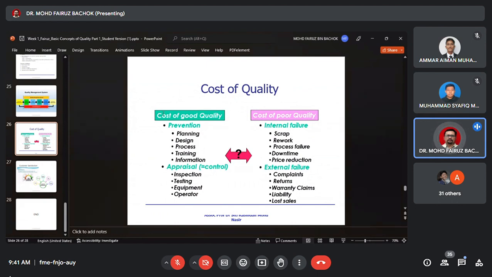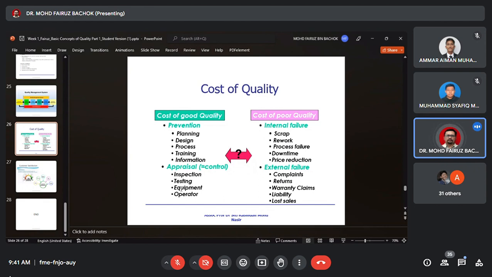You must also have good control. You do the inspection and testing, using the right equipment and the right operator, a qualified person who has the knowledge to come up with a good quality product. All of this can prevent poor quality, starting with the planning and design, and also the appraisal. If the cost of producing is poor quality, the consequence is internal failure.